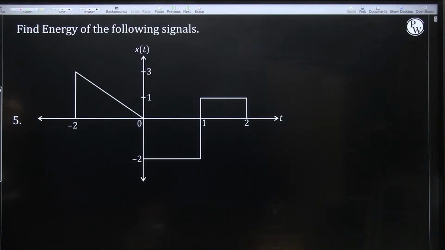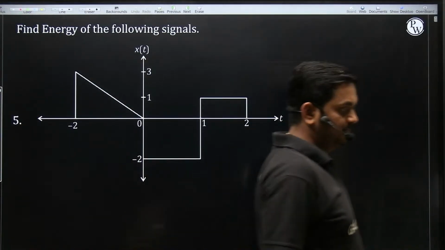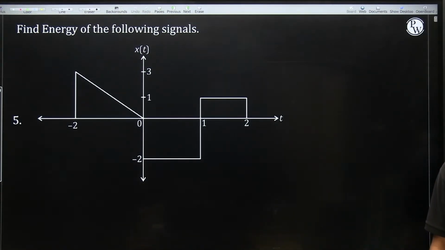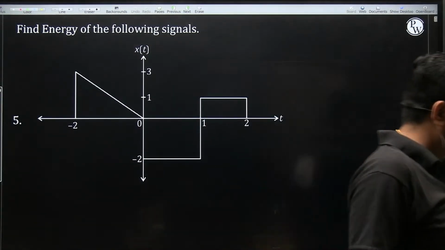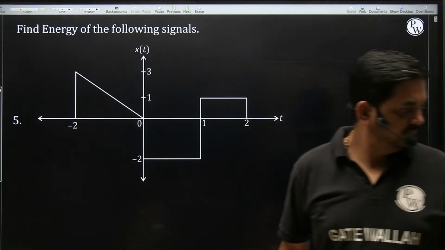Now let us try this question. What will be the energy of this signal? This is a triangle, this is a rectangle pulse, this is also a rectangle pulse. Now I am expecting an answer from each and every single student. Tell me the energy of this signal. Five. Okay. Let us calculate.